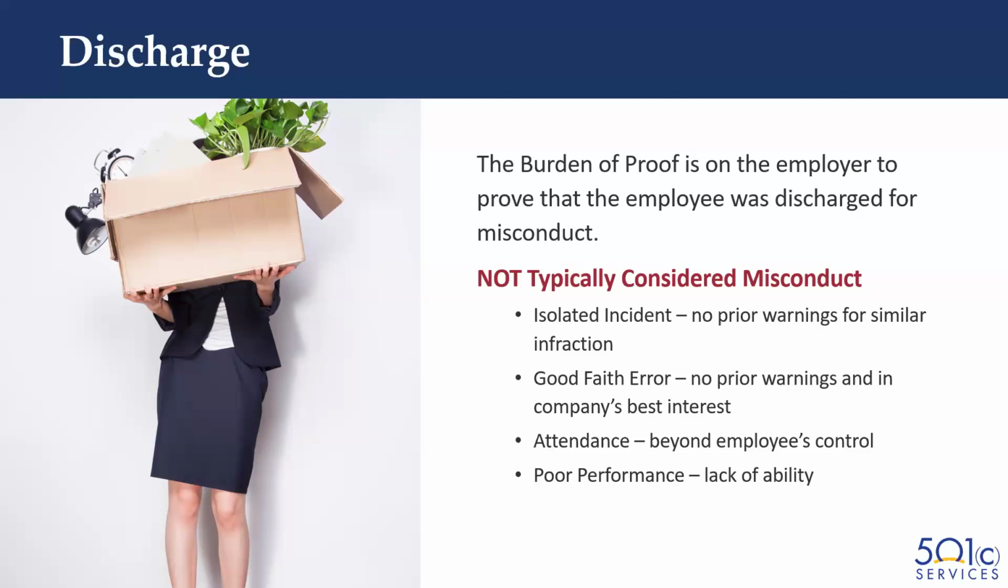The next one is what we would call a good faith error. It's kind of similar, but not really. So usually with a good faith error, there could be no prior warnings, but there could be prior warnings. It's really more about whether the person was doing something that may have violated the policy, but at the time they thought they were doing what was in the best interest of the company.